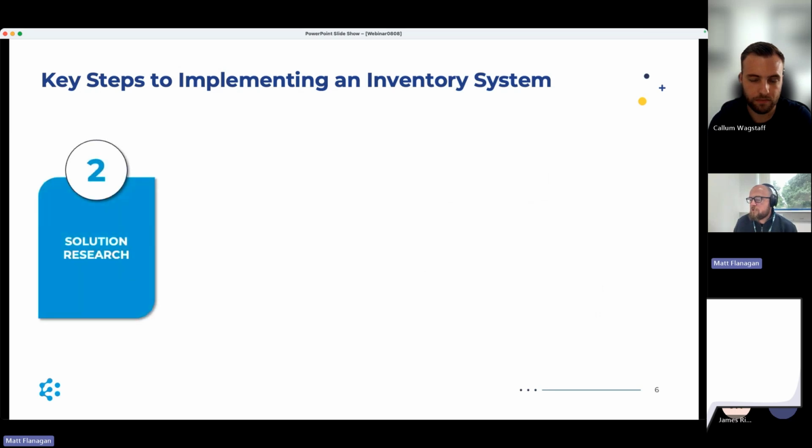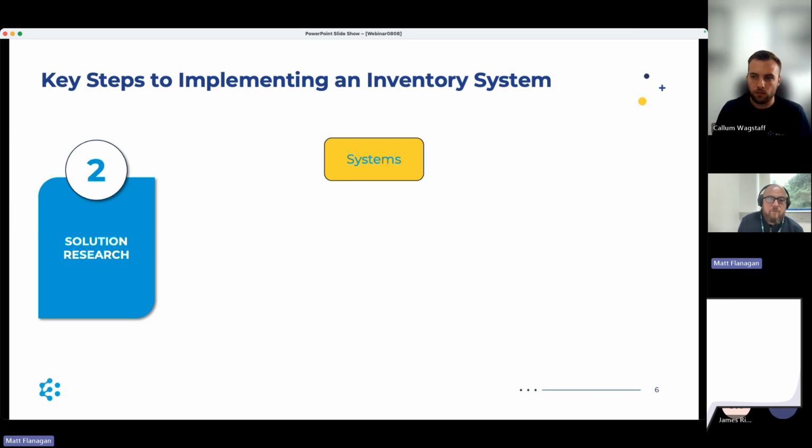Okay, step 2, solution research. When you've got a list of requirements, you can then start to look at what is available. We have never seen a client that's only got one system. So I always say systems, whether it's an e-com, a Shopify, a fulfillment partner, accounting, whatever it might be, there's always systems to consider. With that, you've got to consider the integrations. Don't always assume the integrations work just as you may think. There's a lot of assumptions around integrations, and integrations are definitely not equal.